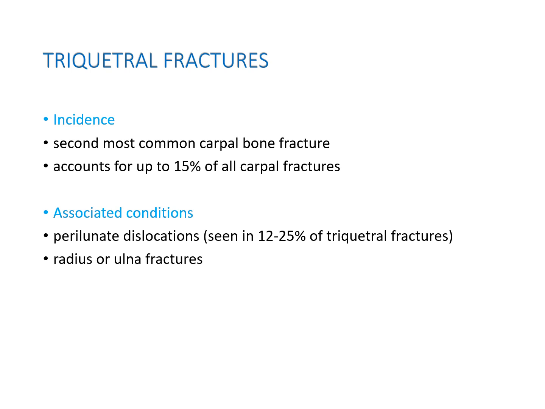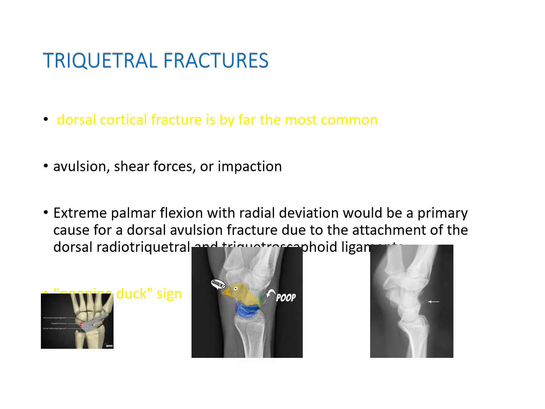Triquetral fractures are the second most common carpal bone fracture, and that accounts for around 15% of all carpal fractures. They can be associated with distal radius or ulnar fractures and perilunate dislocations. Triquetral fractures can be dorsal cortical fractures, body fractures, or palmar cortical fractures. Dorsal cortical fractures are by far the most common fracture. That can be avulsion, shear force, or impaction.